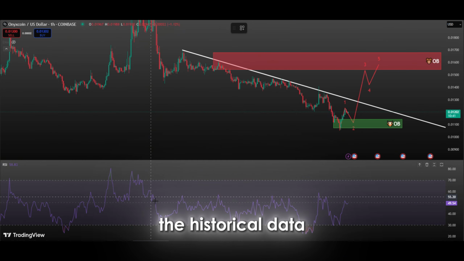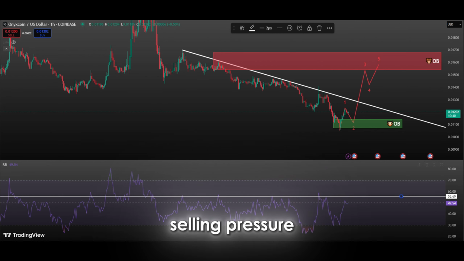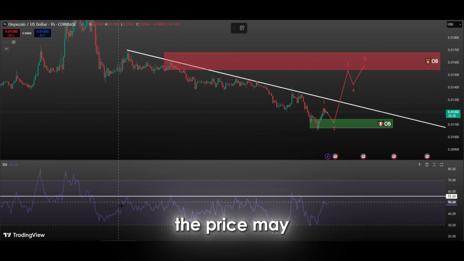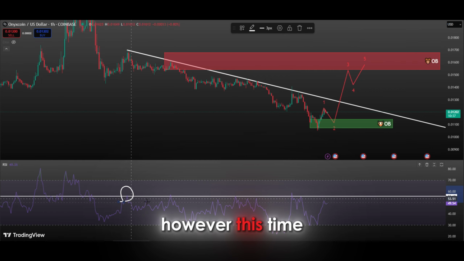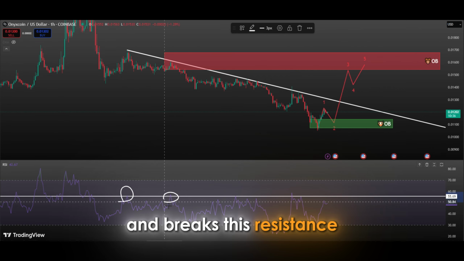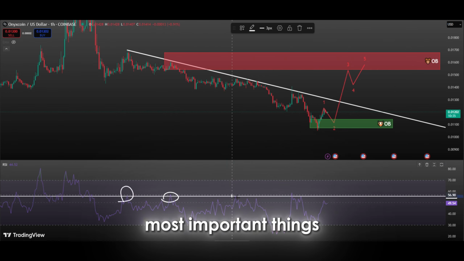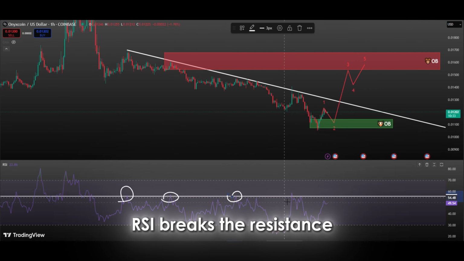When we analyze the historical data, we see that when the RSI reaches this level, it mostly faces selling pressure. If there is a rejection in this area again, the price may move sideways for a while or make a downward correction. However, this time, if the RSI moves with strong momentum and breaks this resistance, an important signal for bullishness will be generated. One of the most important things to watch out for at this point is the momentum with which the RSI breaks the resistance.